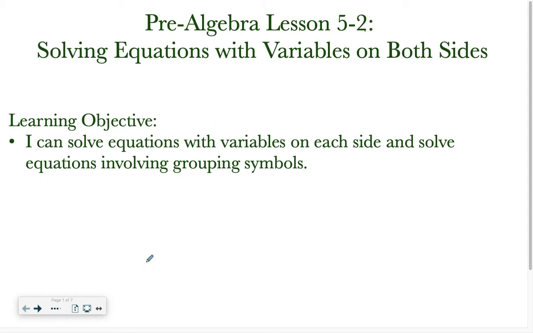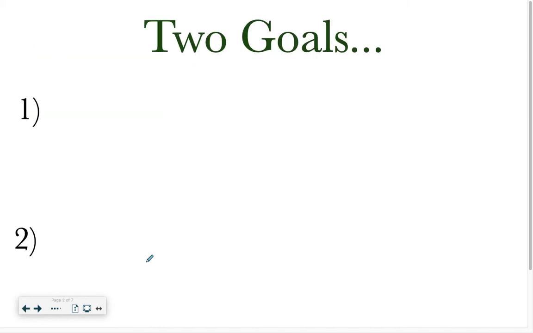Hello class, welcome to Pre-Algebra Lesson 5.2, which is all about solving equations with variables on both sides. By the end of this lesson, you should be able to solve equations with variables on each side and solve equations involving grouping symbols. So we have two goals with this lesson.